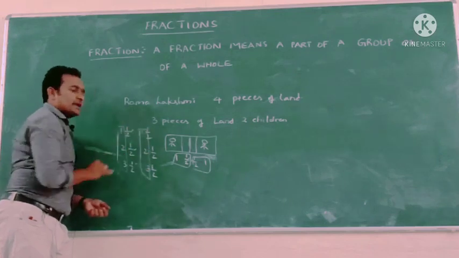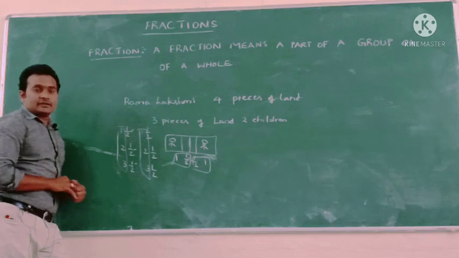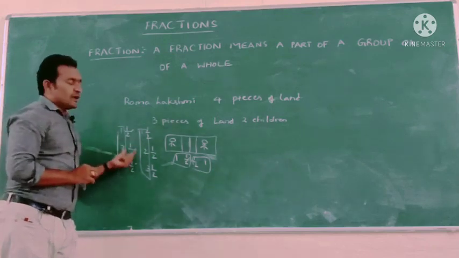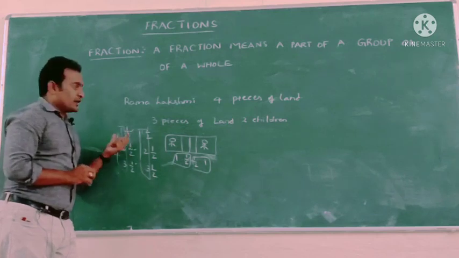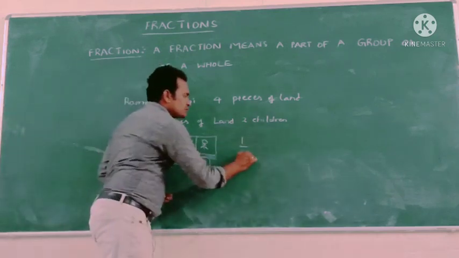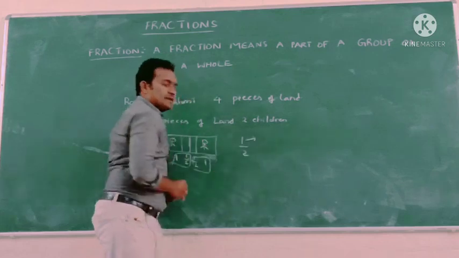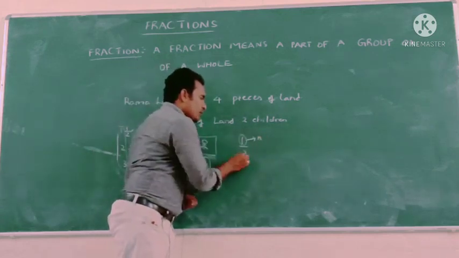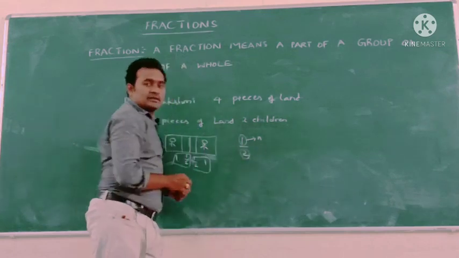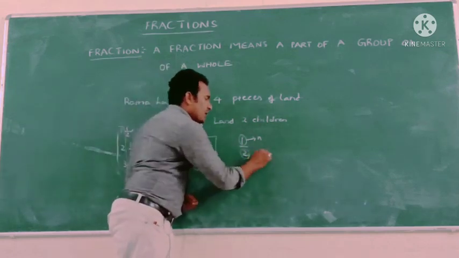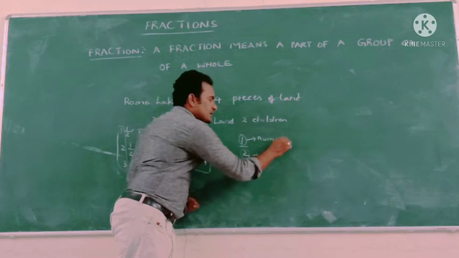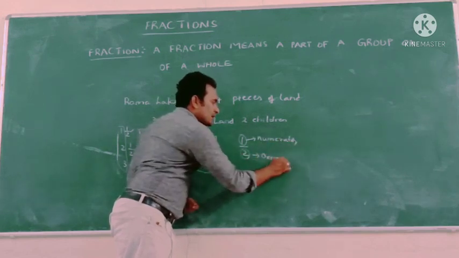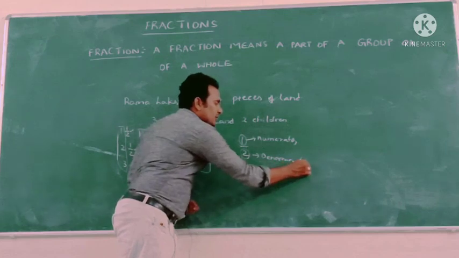If you notice one thing, these 1, 2, 3 and 1, 2, 3 are complete parts, and this half is a fractional part. In this half, we notice that the upper portion is called the numerator and the lower portion is called the denominator.